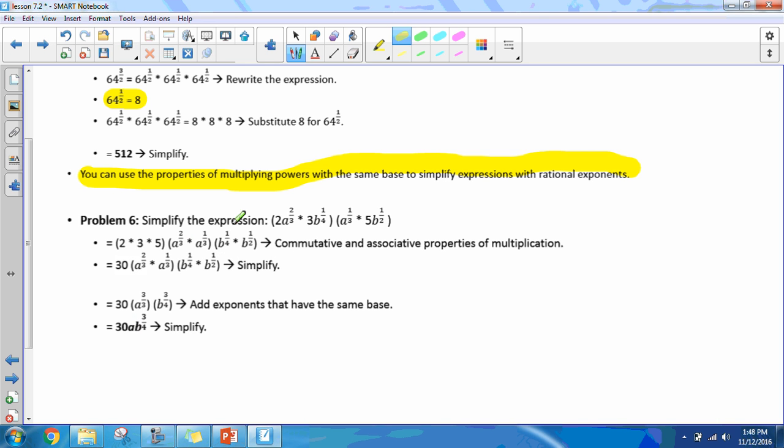And then b to the 1/4 power times b to the 1/2 power. Since we have the same base, we combine 1/4 plus 1/2, and we get 3/4. So our simplified expression is 30a b to the 3/4 power.